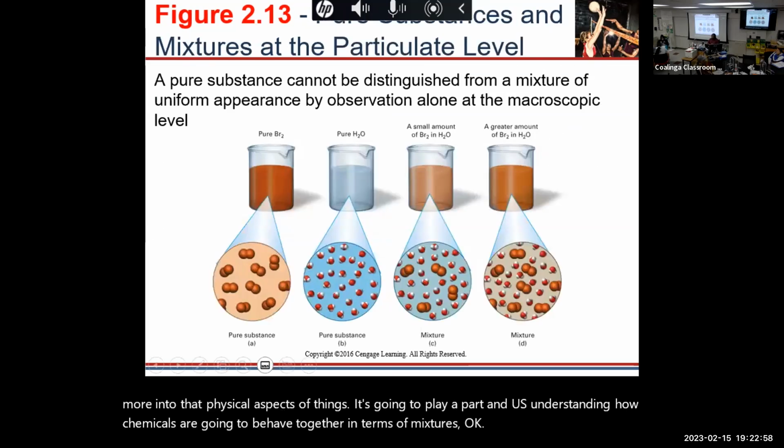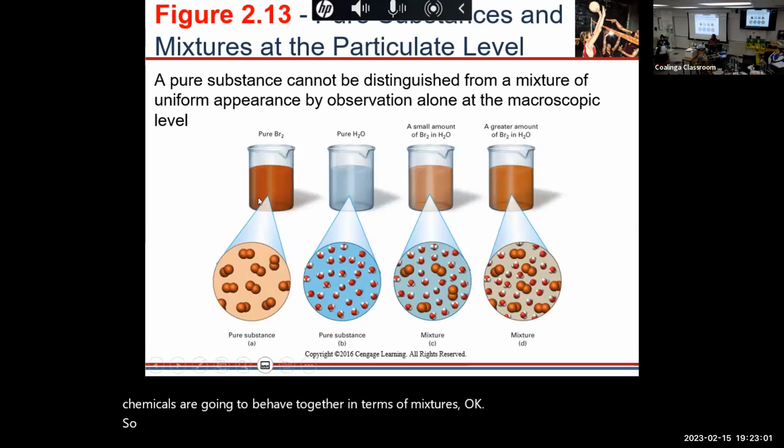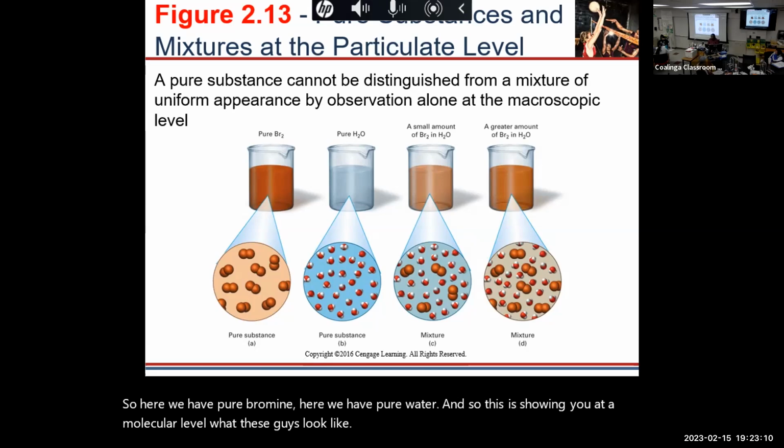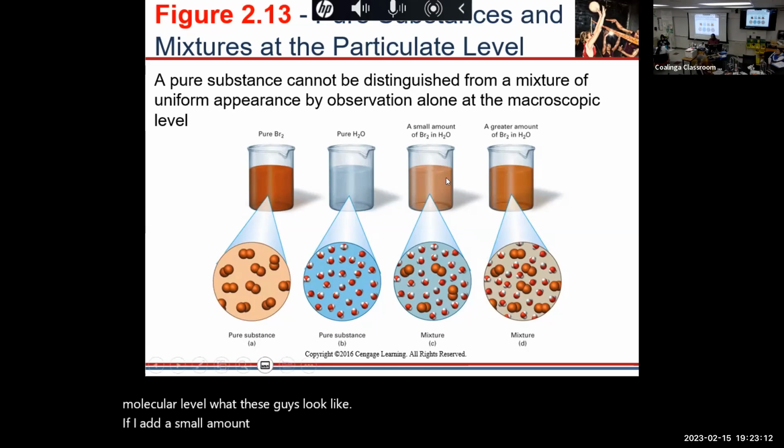Okay, so here we have pure bromine. Here we have pure water. This is showing you at a molecular level what these look like. Now, if I add a small amount of bromine to water, is it homogeneous? Is it a mixture? Is it pure? If I have a lot of bromine added to water, is it homogeneous?